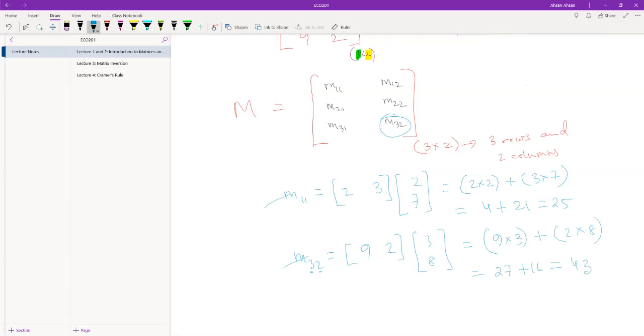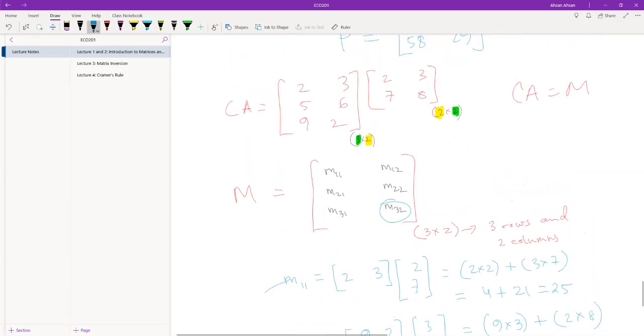What I'm going to ask you to do right now is pause this video, find all the 6 elements, and construct matrix M. Once you have done it, play the video again and watch me write down the values. Then you can verify your answer and make sure that you have gotten it correct.